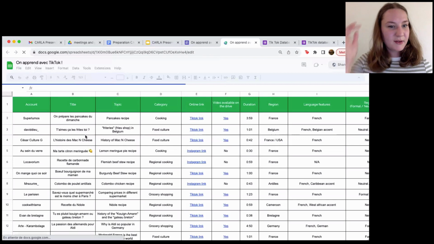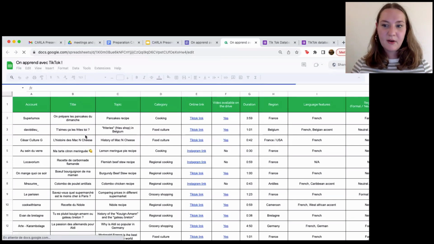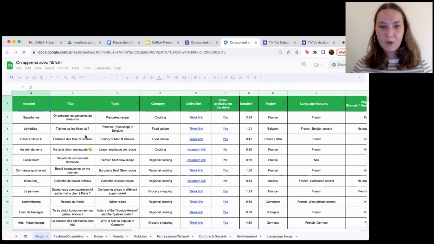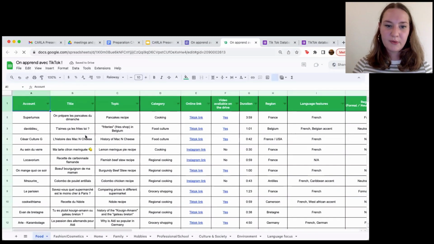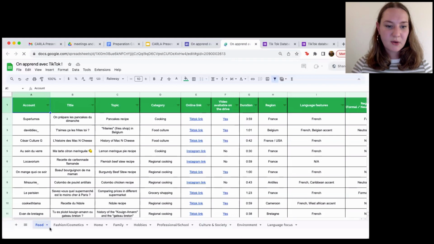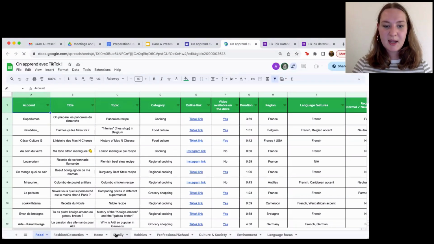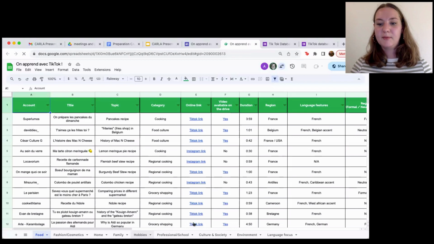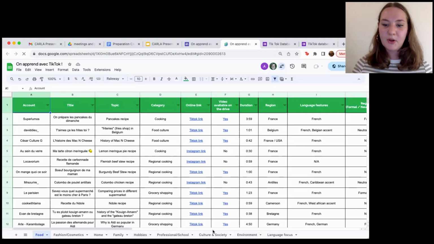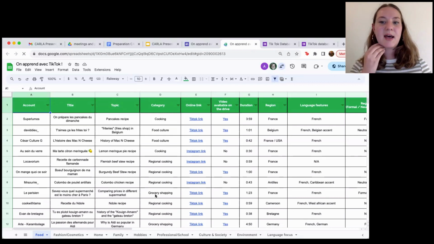And the database, as I said, gathers a qualitative selection of over 300 TikTok videos. The database is organized under different tabs from topics that are covered during beginning French courses, such as food, fashion and cosmetics, family, hobbies, environment, or professional life, student life. And we try to make this database as easy to navigate as possible.